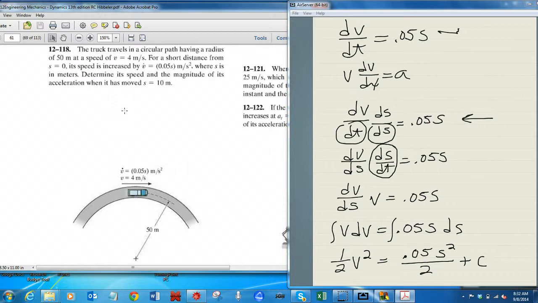Okay. So can you find the speed, velocity, when S equals 10? Can you find speed when S equals 10? How? You can find the C. How am I going to find the C?